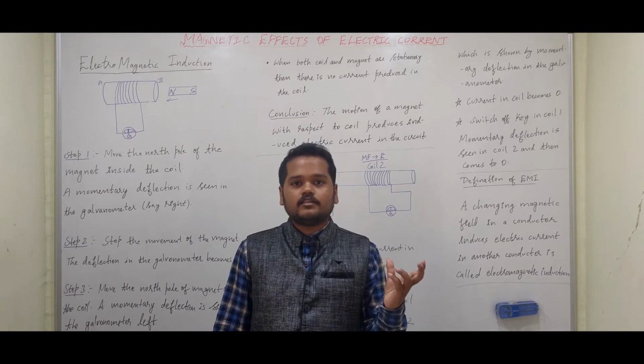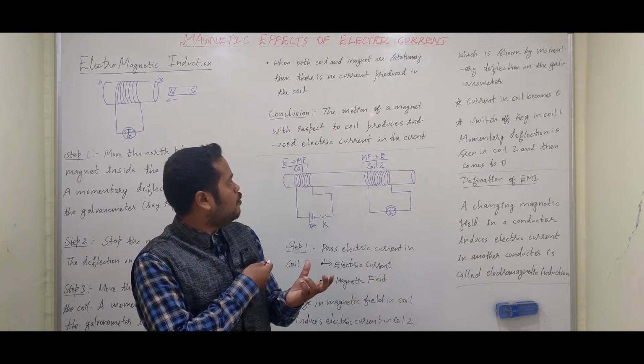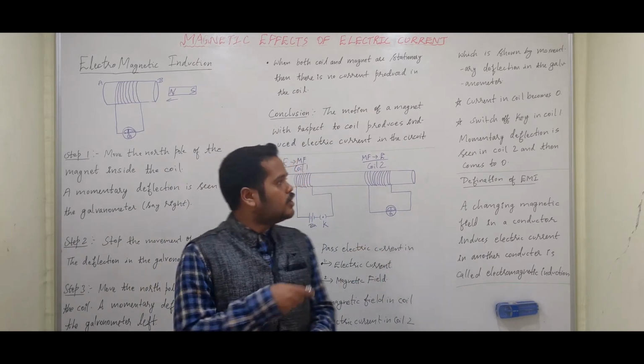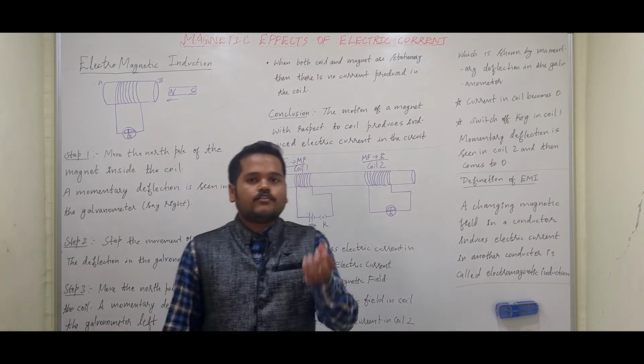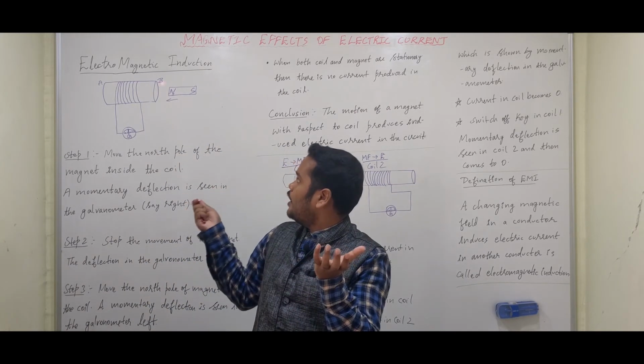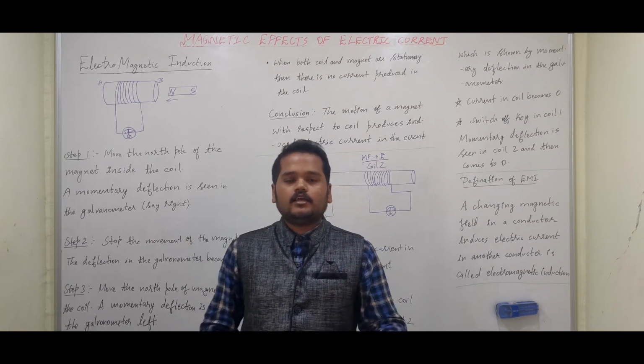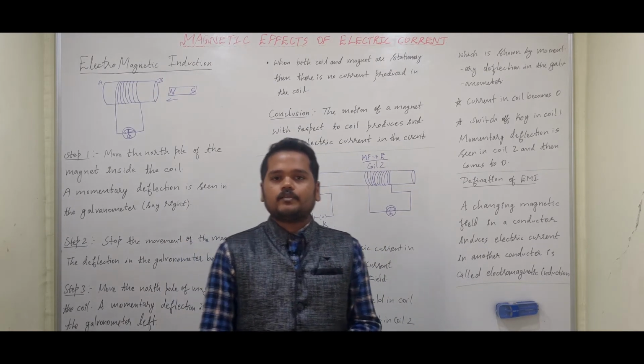Until and unless there is movement, until and unless there is motion of the magnet, only then do you have current, induced current. If you stop moving the magnet, then there is no current.